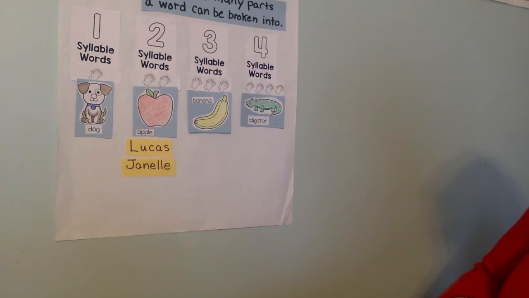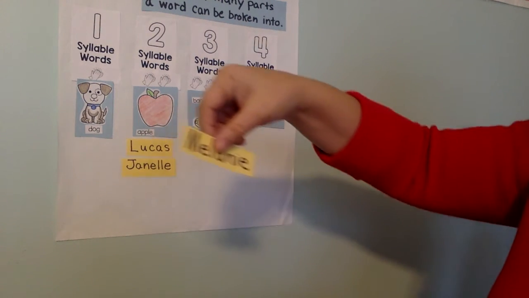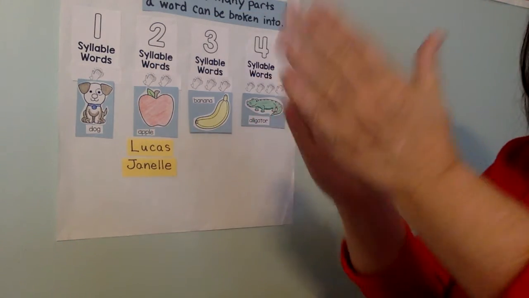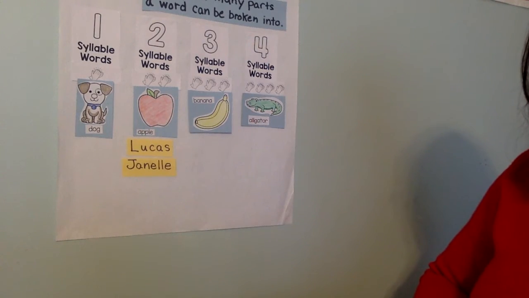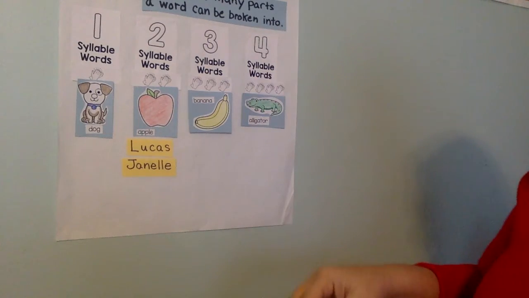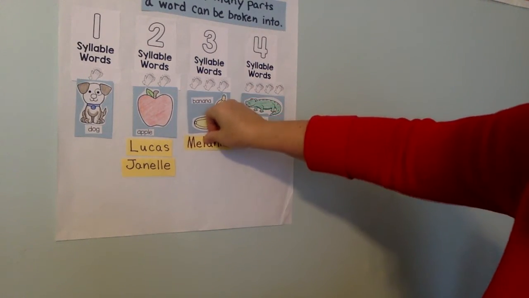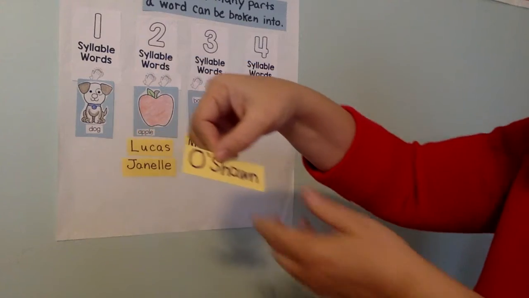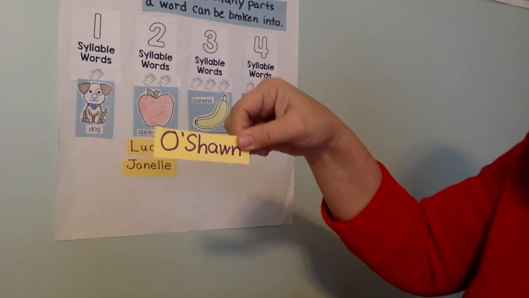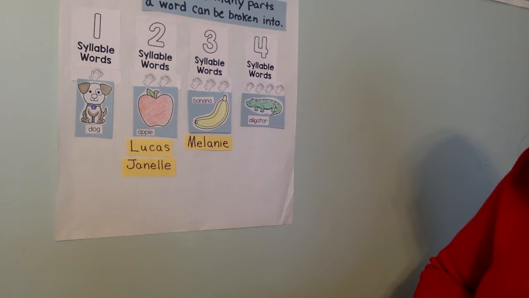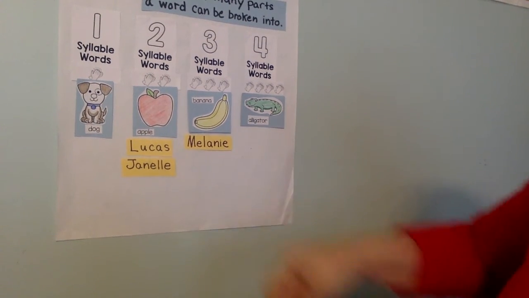All right, let's try another friend in our class. Melanie, Melanie. How many claps? Three. Let's try again. Melanie, three. Very good. Three claps, three syllables. All right, let's try another friend in our class. Oh, Sean. Sean. How many syllables? Two. That's right.